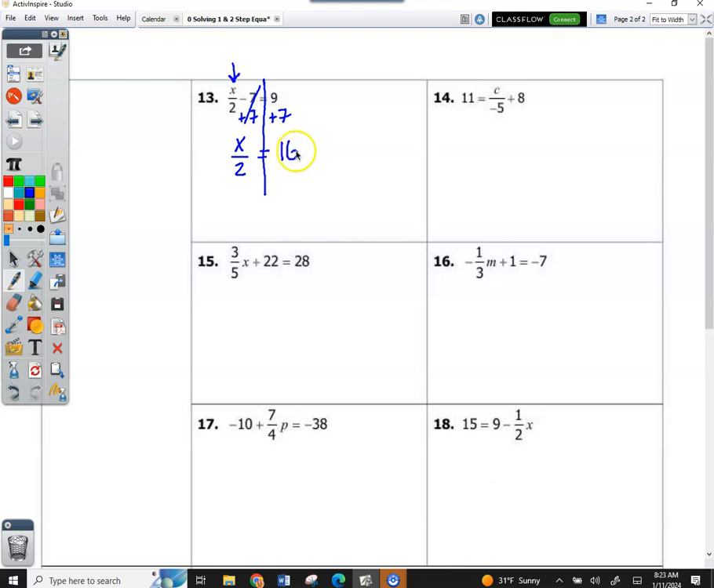I've got x over 2 left. Then I see clearly that I've got 16. And then what's the opposite of divide 2? Multiply by 2. So I'm going to multiply by 2, but whatever I do one side, I got to do the other. And I get 32. You try 14. You should get negative 15. You try it.